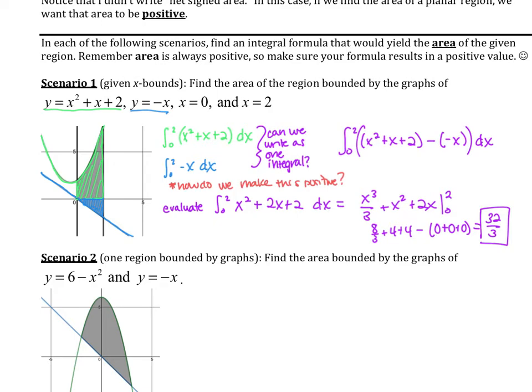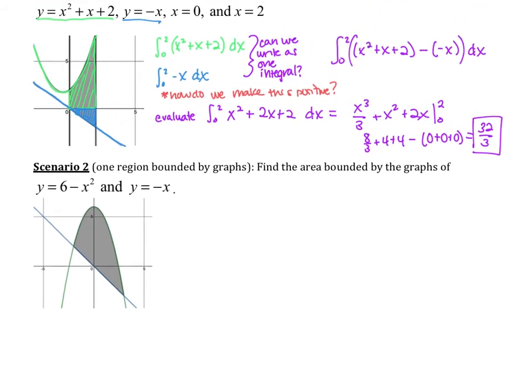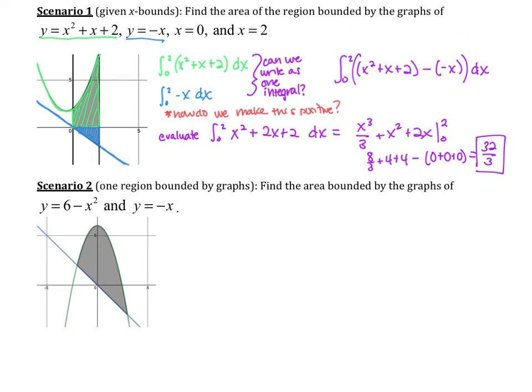I'm going to scroll up. Scenario number 2. Actually, maybe leave that up just a little bit. Scenario number 2, I'm going to go back and look at these two graphs again. We have y equals 6 minus x squared, so this is the graph in green. And then we have y equals negative x again. So y equals negative x is that, oops, we'll pretend that was straight, line that looks like this. But it didn't give me any values of x that I need to be concerned about.